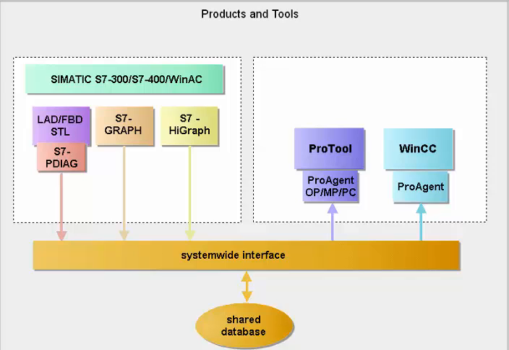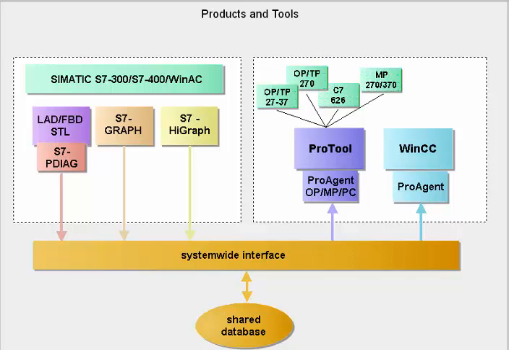Process diagnostics can run on the following HMI panels: OP or TP 27 and 37, OP or TP 270, Compact Device C7-626, MP 270 and MP 370, on each PC with ProTool Pro and WinCC, with WinCC, for example, on the Simatic Panel PC FI45.